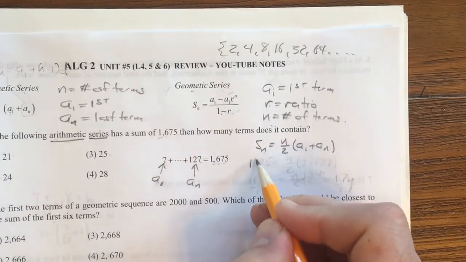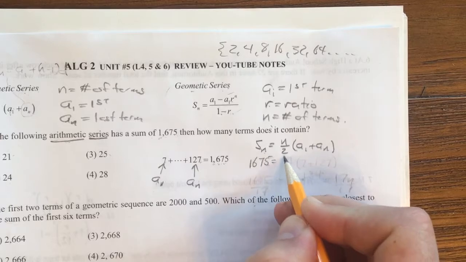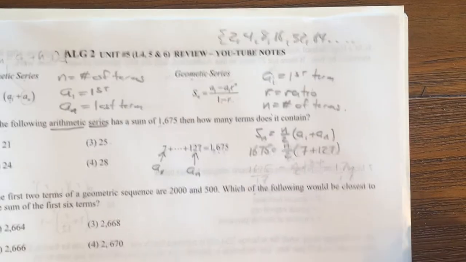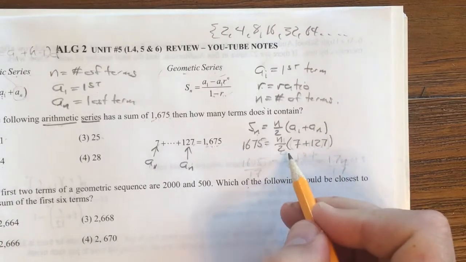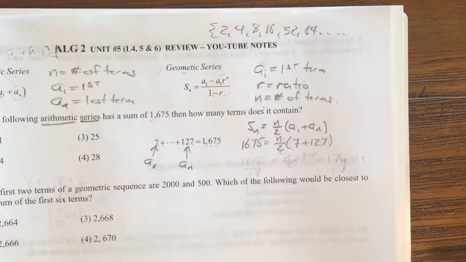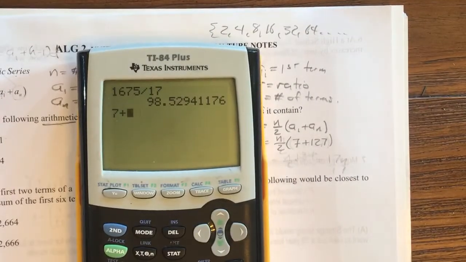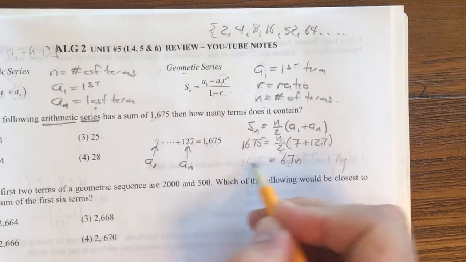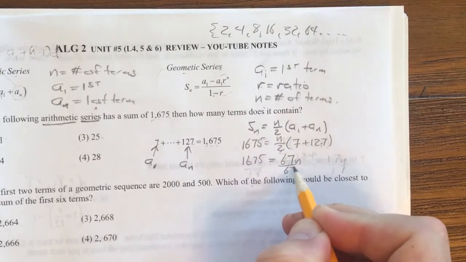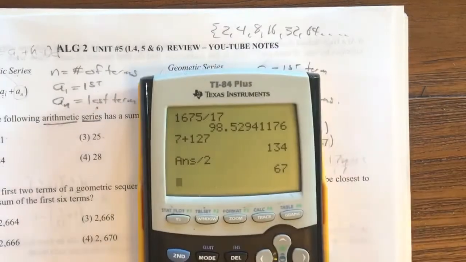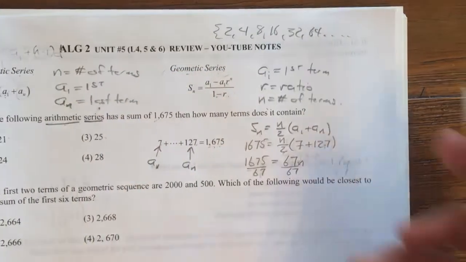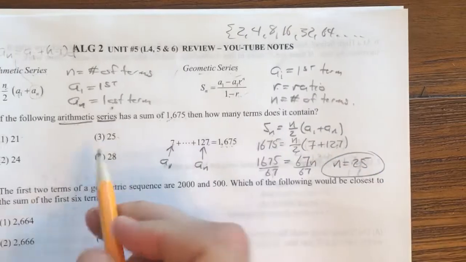So here, where I see S_n, I'm going to say, well, there's the total. I don't know what n is, but I know the first term is 7, and the last term is 127. Add that up, I get 134 and divide by 2. So, got that? 7 plus 127, 134, and then half of that, 67. So, add it up, divide by 2, I get 67n equals 1675. Divide by 67. 1675 divided by 67 gives me 25. So n equals 25. Choice 3.